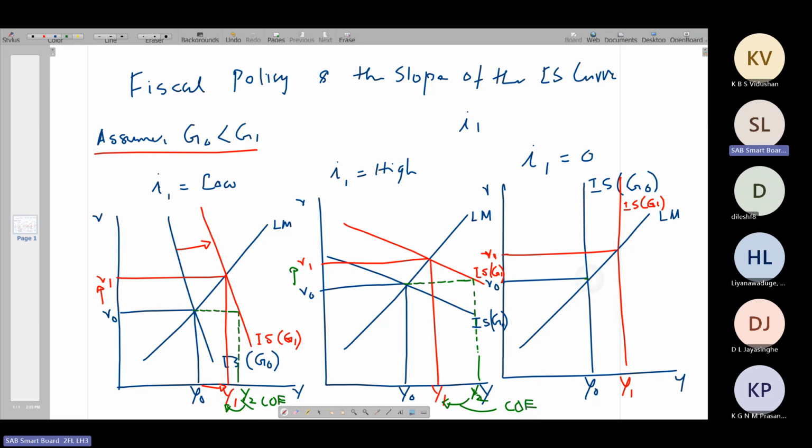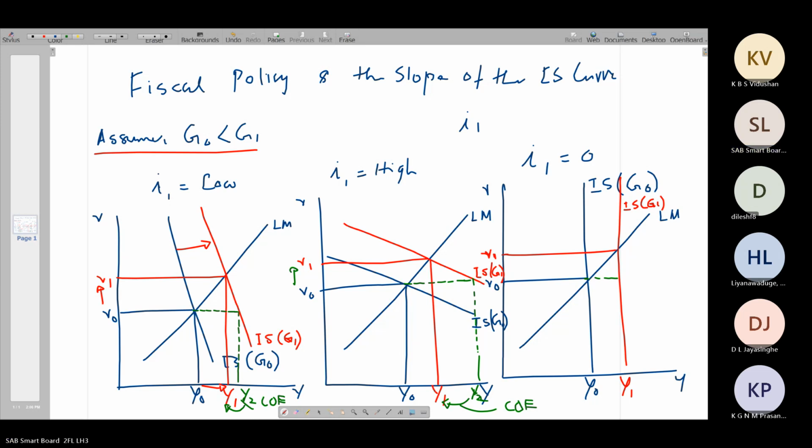Here also you see, right? You cannot check the crowding out here. Now the interest rate does not respond, right? But due to the rise in the IS curve, we see some kind of income rise, right? Interest rate increases and the income also increases, right? But here basically we look at these two cases, right?